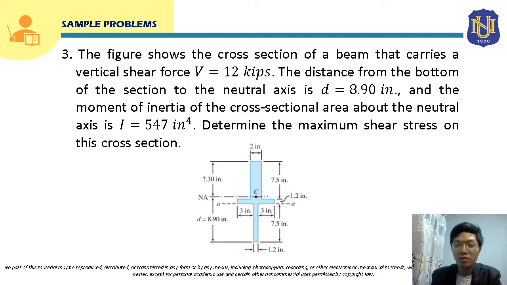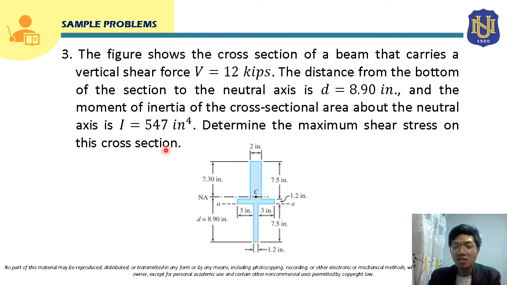For sample problem number 3, the figure shows the cross-section of a beam that carries a vertical shear force V, which is equal to 12 kips. The distance from the bottom of the section to the neutral axis is d equal to 8.90 inches. So in-indicate na dito, class, yung neutral axis natin. So, this is 8.90 inch from the bottom. Okay, and the moment of inertia of the cross-sectional area about the neutral axis is I equal to 547 inches to the fourth. So determine the maximum shear stress on this cross-section.